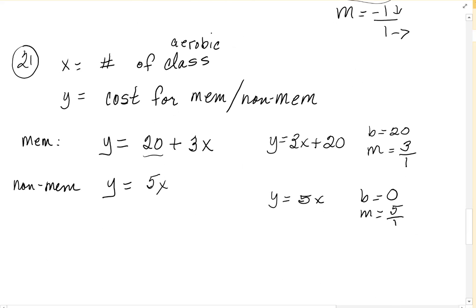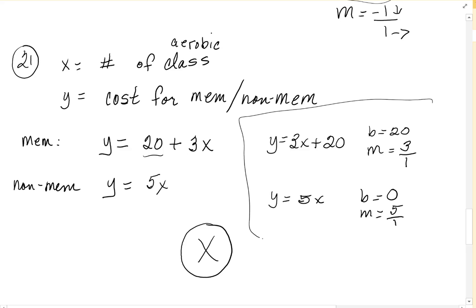And it says, for what number of aerobic classes will they be the same? And the question actually is only asking for X. You will get an X and a Y. X will be the number of classes. Y will be what that cost is, but it doesn't ask what that cost is. So I don't know how picky they are, but when you find your point of intersection for these two, the question is answered with the X value only. Okay, I hope this helps.